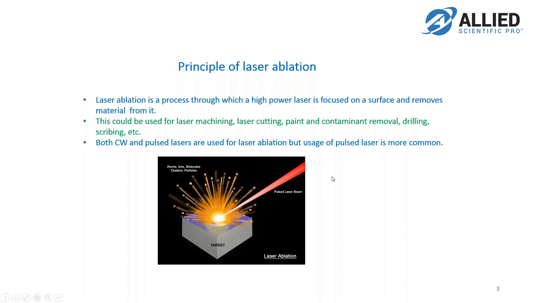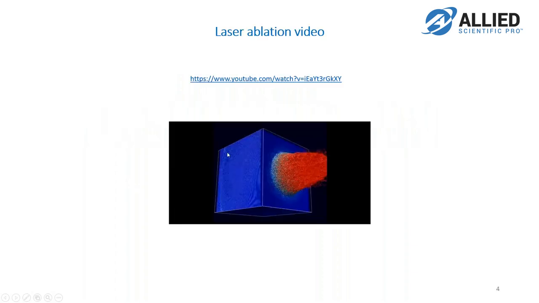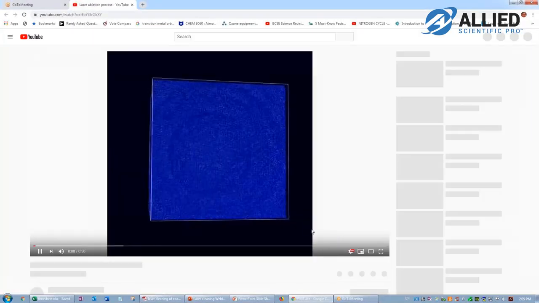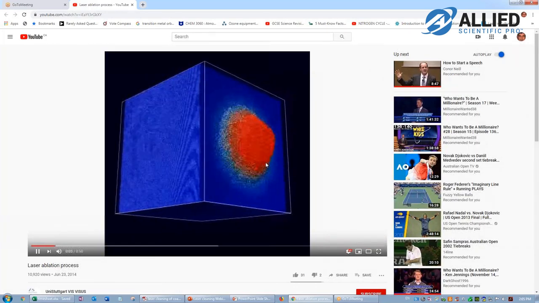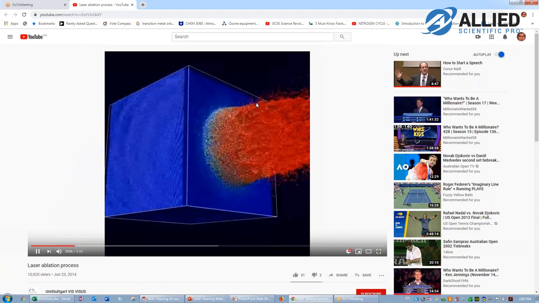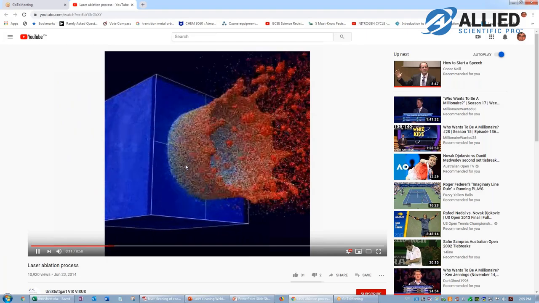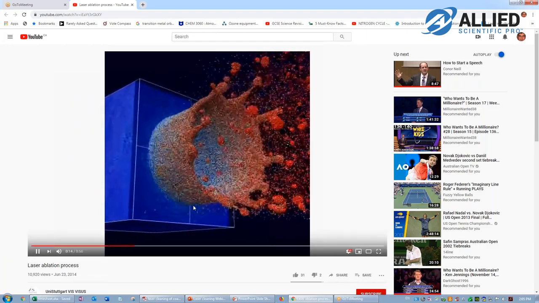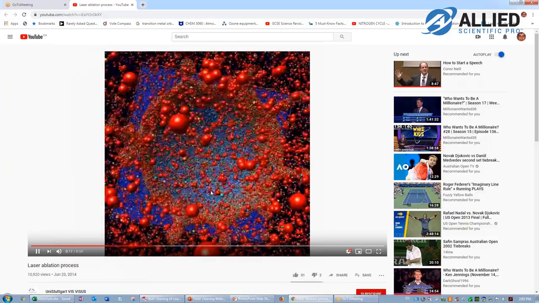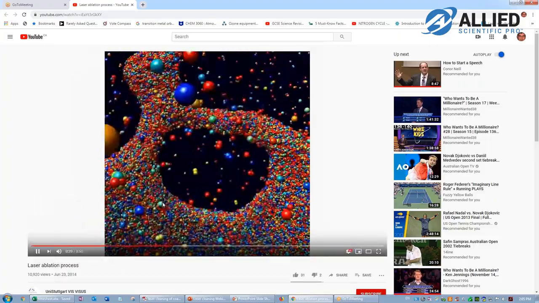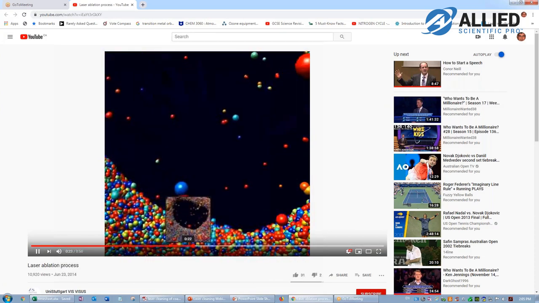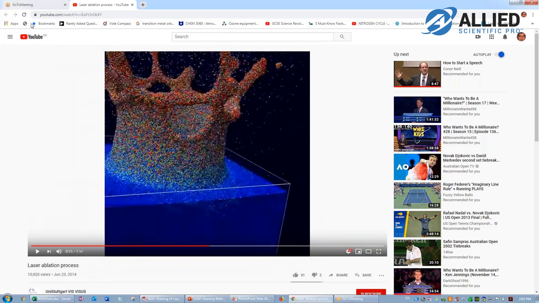Here's a picture that shows a pulse laser blasting a coating from a surface. Here's a quick YouTube video showing laser ablation. Let's look at this quick YouTube video. So you see there is this surface, and the laser beam illuminates the surface, is focused, and blasts the material from the surface. This is a demonstration of how laser ablation basically ejects particles from the surface.